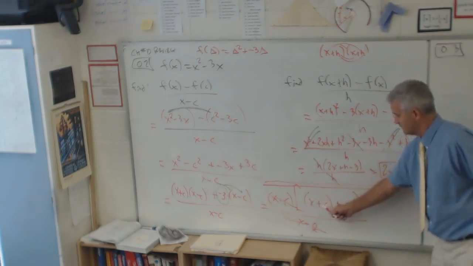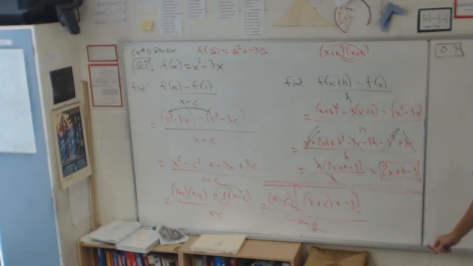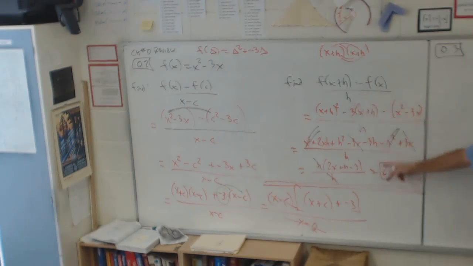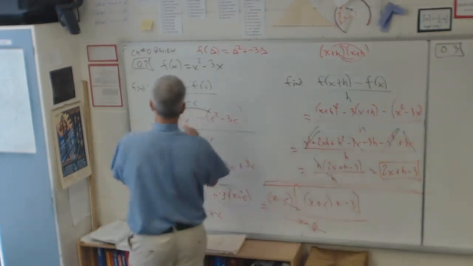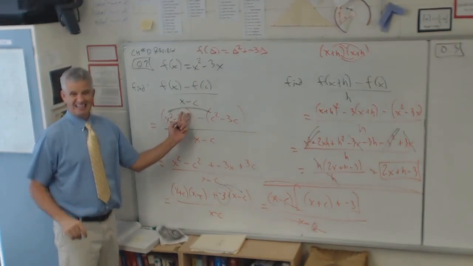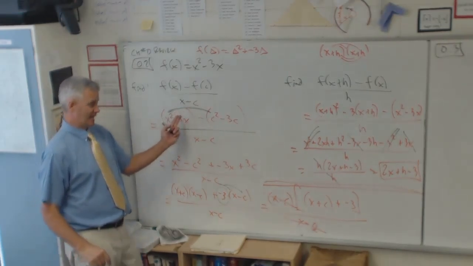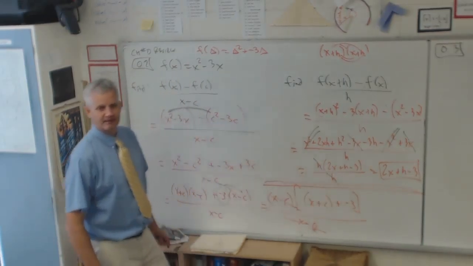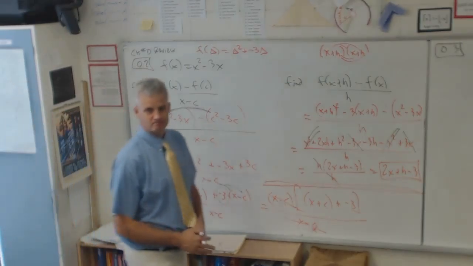Here the final answer is x plus c minus 3, and here it was 2x plus h minus 3. Notice, as h goes to 0, as the bottom goes to 0, and you don't have to do this, I'm just giving you a preview of the derivative. As h goes to 0, this is 2x minus 3. Here, to make the bottom go to 0, the x becomes c, or the c becomes x in effect. And we get 2c minus 3, or 2x minus 3. Getting the same thing. So, awesome.